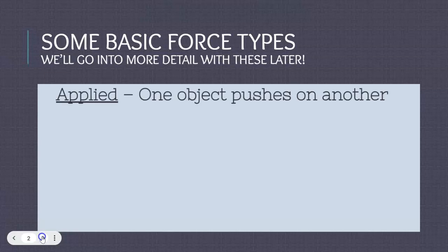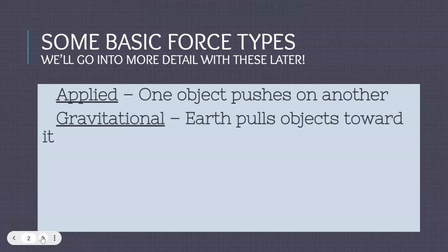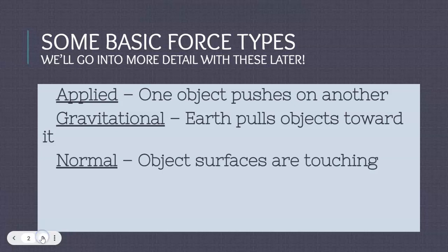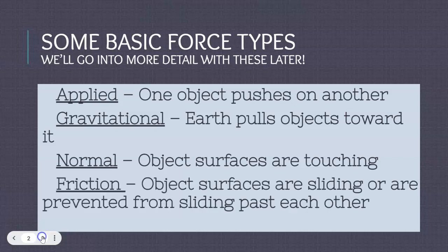So there are some basic force types, right? Applied force is when one object pushes on another. Gravitational force is when the Earth pulls objects towards it. Remember, the gravitational acceleration on Earth is 9.8 meters per second squared. The normal force is when object surfaces are touching. We talked about normal force in our force diagrams yesterday. And then frictional forces are when object surfaces are sliding or are prevented from sliding past each other. Remember, the force of friction has to be overcome in order for an object to move.